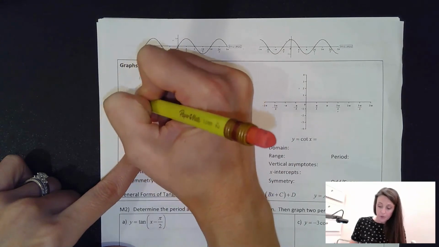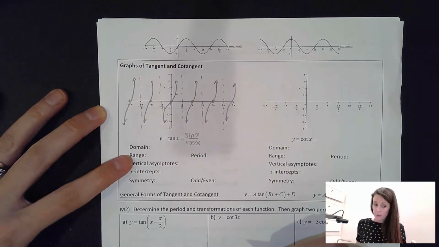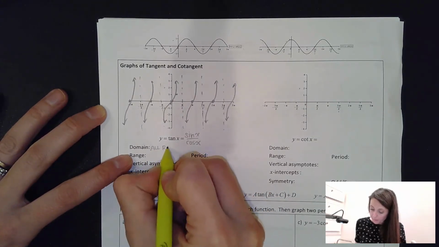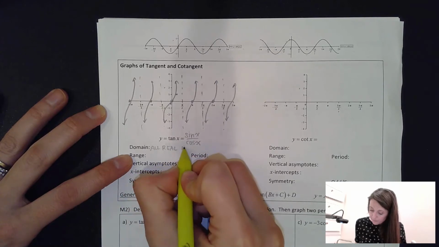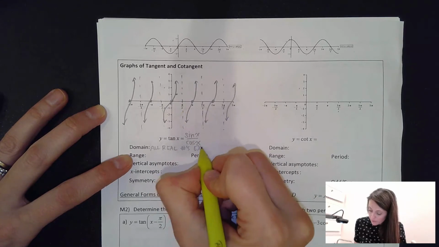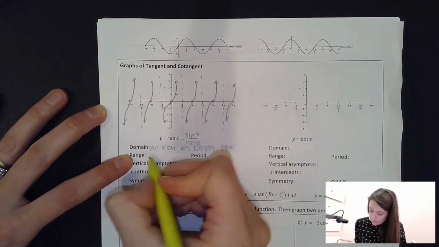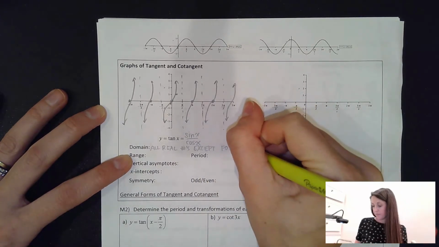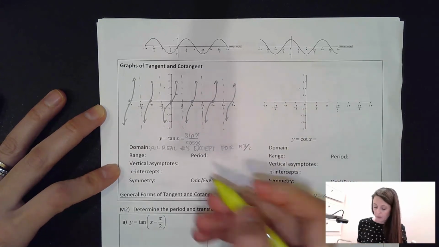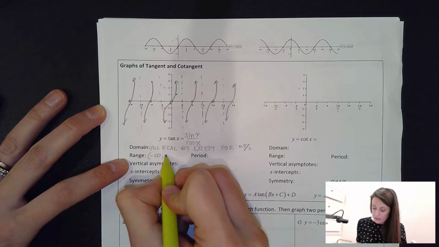Cotangent is going to be the opposite direction, right? All right, so the domain here is all real numbers, except for what? Except for multiples of pi over 2, let's call it n pi over 2. Range here, all real numbers, right? So it's going from negative infinity to infinity.